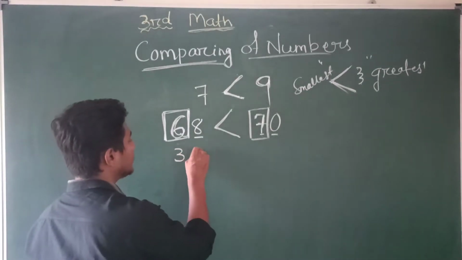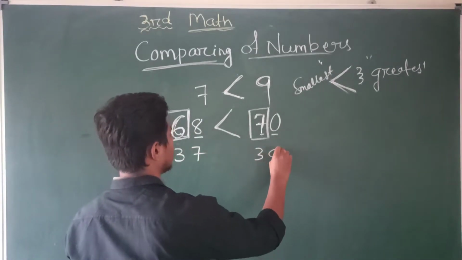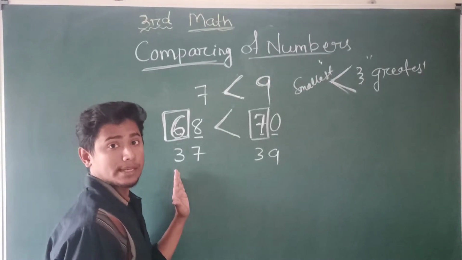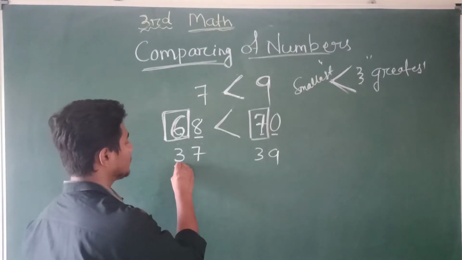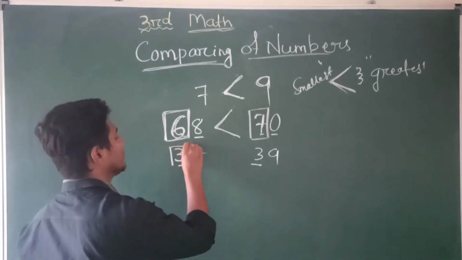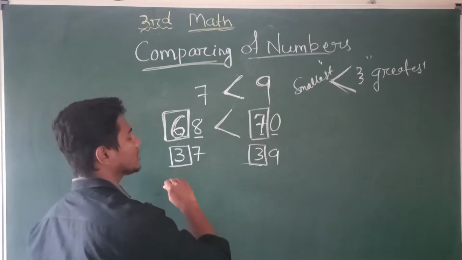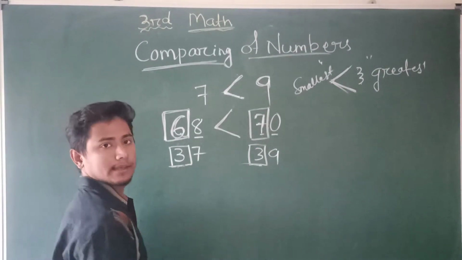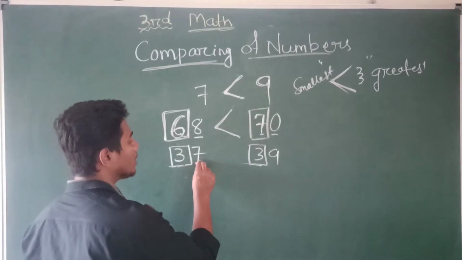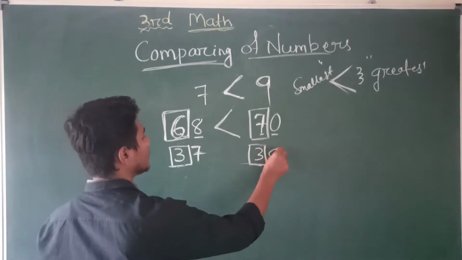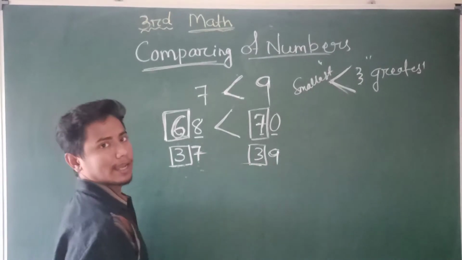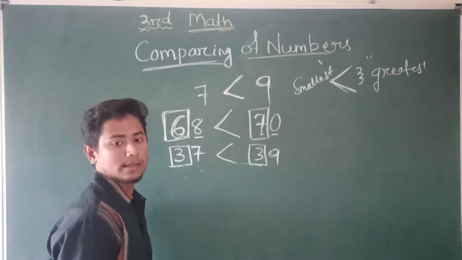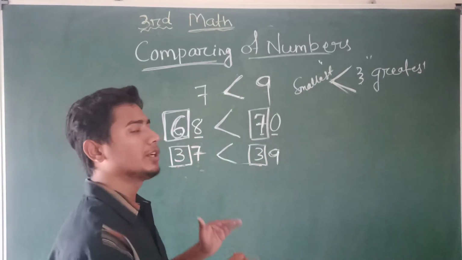Let me take another example. 37 and 39. You always start comparing from the highest place, that is from 3 and 3. But here in the highest place, both digits are the same. So what can you do? Here 3 and 3 are the same, so now you move to the next digit, that is 7 and 9. When you compare between 7 and 9, which one is greater? 9. So put this symbol. Understood everyone? This is all about two-digit numbers.